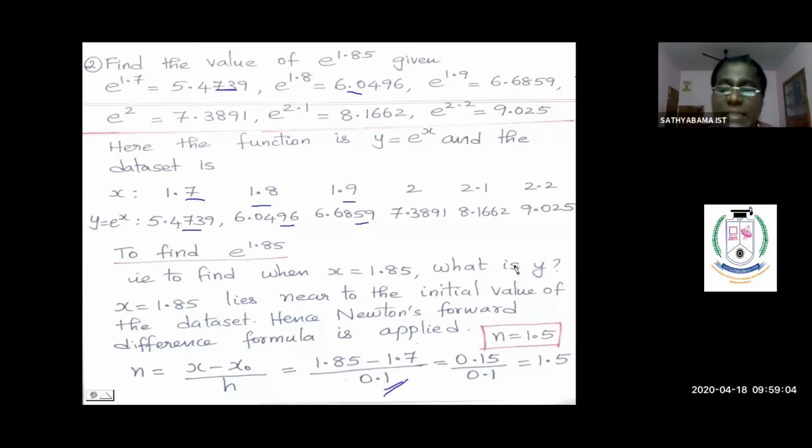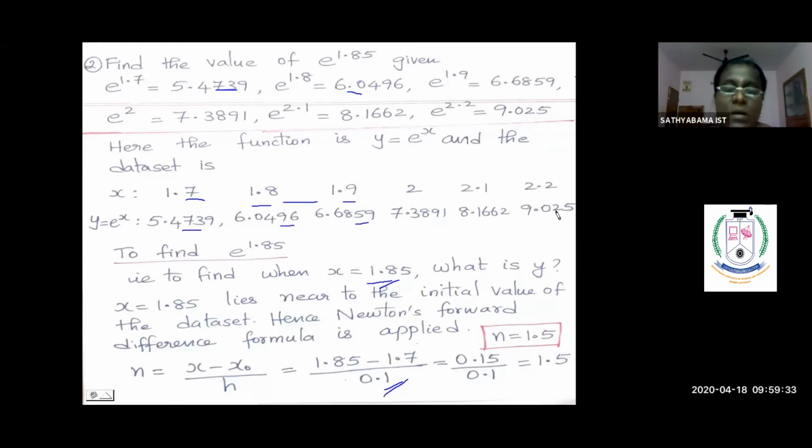Okay. What is the next thing I have to check? Where does my x lie? What is the x value I need to calculate for which y is what? 1.85. So where does 1.85 lie? Here you see, in between the second and third x value. So I am going to use Newton's forward interpolation formula, because 1.85 is close to 1.7, that is the initial value of the data set.